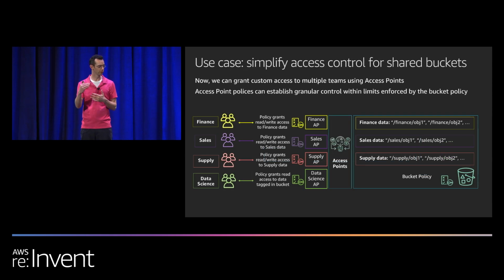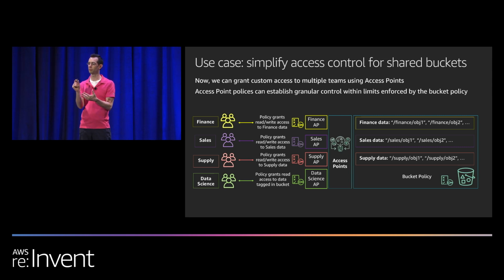Here, you now see that there are different teams using this bucket, and all of them have different access needs. So we've got finance, sales, supply, data science, and you might have a different combination of read and write access. Some users can take other actions than others. You can then name the access points distinctively for those groups, and give those groups access only through those access points. On the right side, you see that finance should only be able to access the prefixes associated with their data. Sales can only access their data, et cetera.